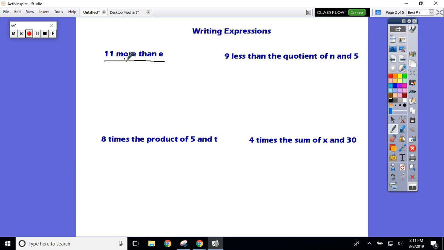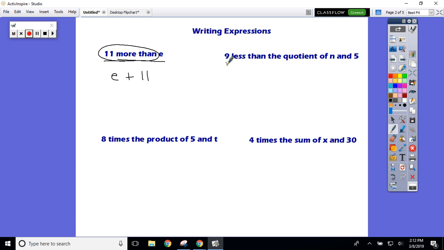So here we have 11 more than E. And one of the first things we learned is that if we see a more than or less than, that number has to get kicked to the back. So 11 more than E, we're going to actually start out with E, and we're adding on 11 more.